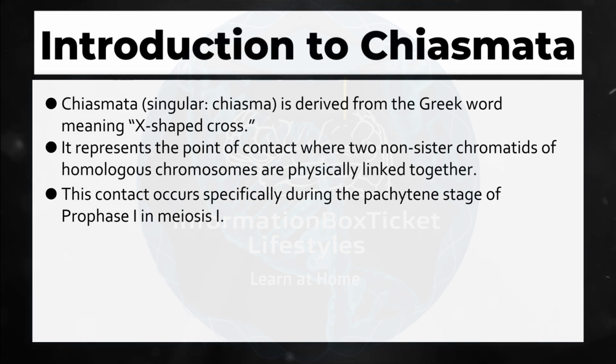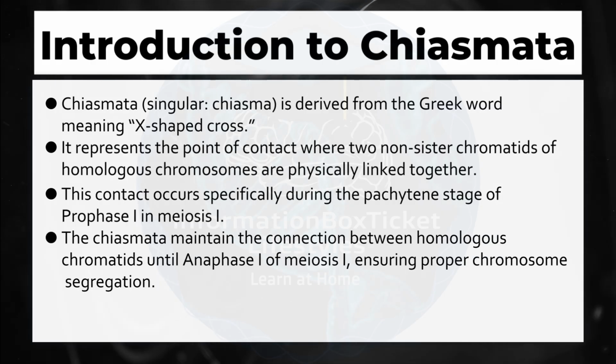This contact occurs specifically during the pachytene stage of prophase in meiosis I. The chiasmata maintains a connection between homologous chromatids until anaphase I of meiosis I, ensuring proper chromosome segregation.